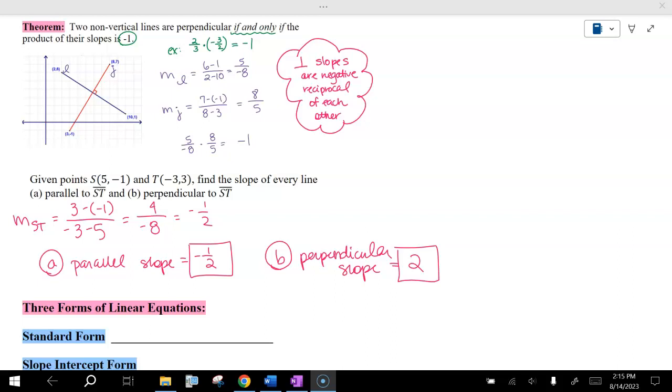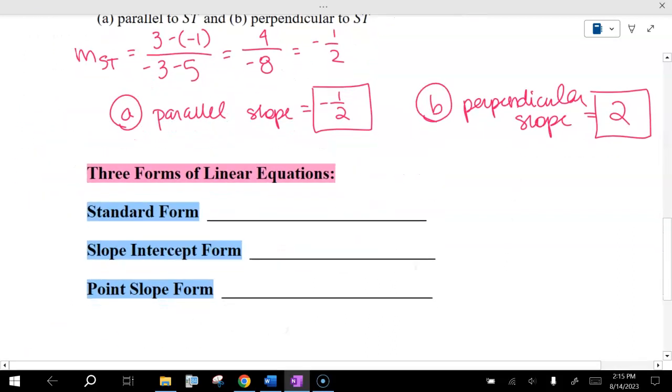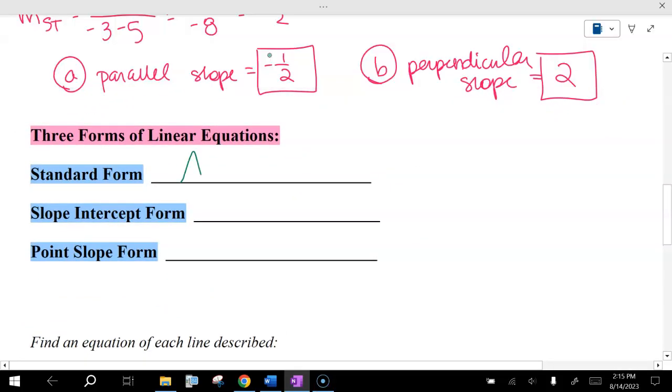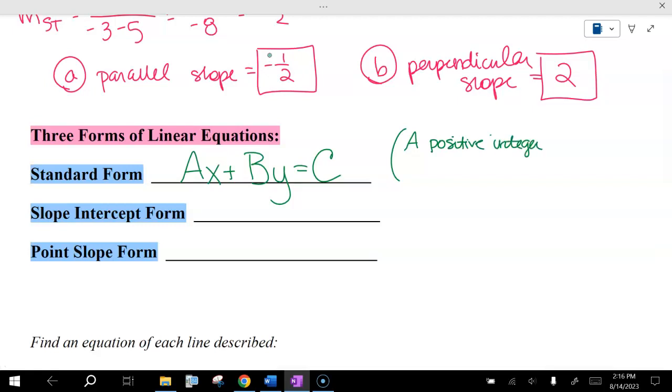So what I do want to talk about here is 3 forms of linear equations. You've seen these before. This shouldn't be anything new to you. But standard form of an equation, it just looks pretty. It's ax plus by equals c. And when you're writing an equation in standard form, what is required here is that a must be a positive integer, which means no fractions.